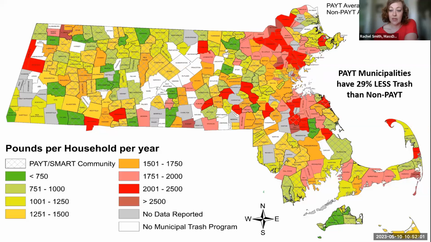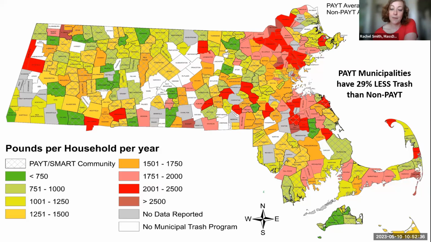This is what MassDEP calls this map of pride. It's meant to visually show how much trash communities in Massachusetts have generated. The data is from 2021 because we're still analyzing the 2022 data that was submitted in the recent survey. But if you look closely, the municipalities that are designated as PAYT are identified by the gray hash marks. They're usually in the green and yellow range. A few are light orange, but the municipalities without PAYT are orange, red, or even dark red.